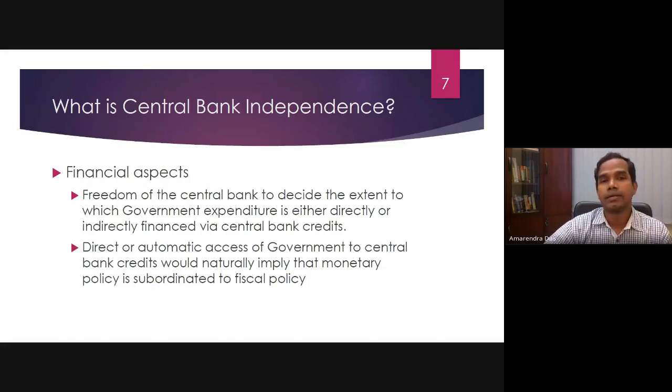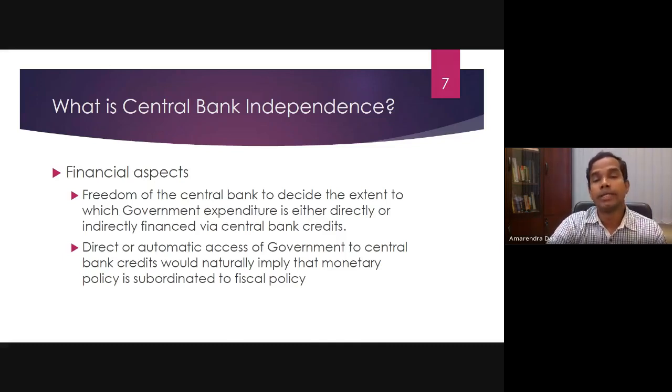Now the second dimension is the financial aspects, and that is basically the freedom of the central bank to decide the extent to which government expenditure is either directly or indirectly financed by central bank credits. Basically, when the government of India tries to borrow or finance its deficits, it can either borrow from the market through the RBI, or it can ask the RBI to print money. The autonomy of the RBI depends on the freedom of the central bank to decide the extent to which government expenditure is directly or indirectly financed. And we'll discuss how a limit has been put on this.